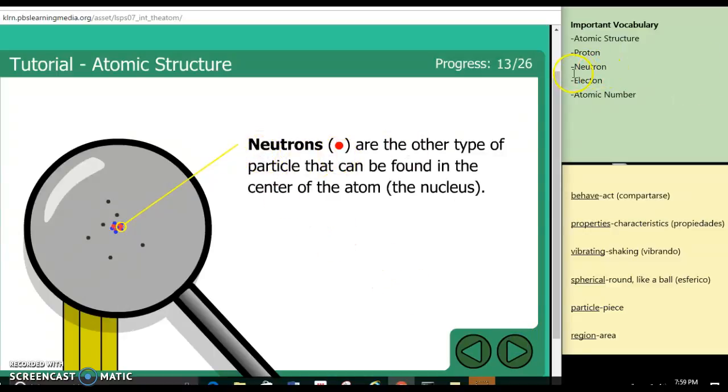Neutrons. This is one of our important vocabulary words. Neutrons are the other type of particle that can be found in the center of the atom, the nucleus. The center of the atom is the nucleus.